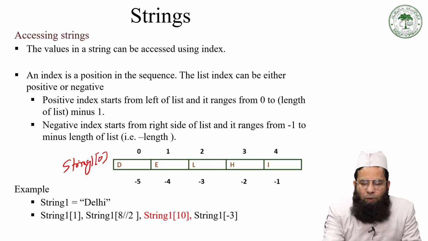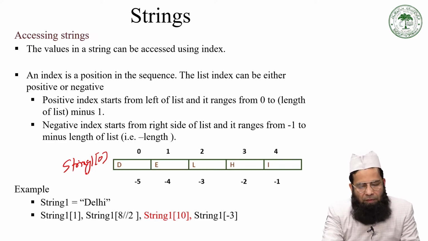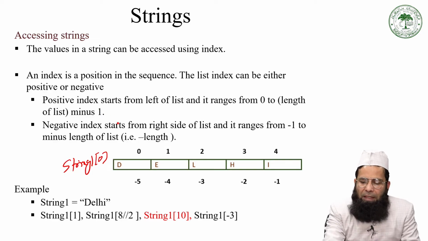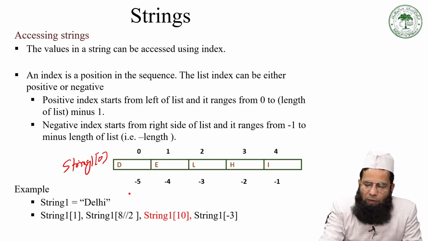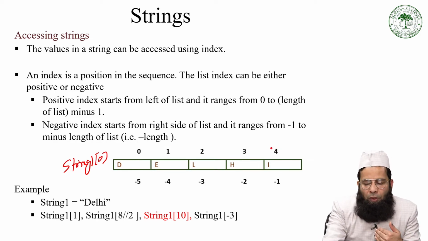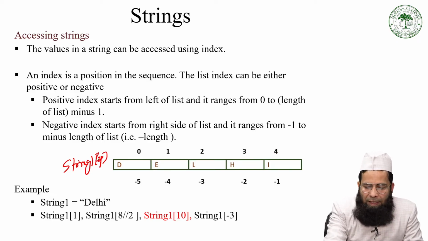An index is a position in the sequence. The list index can be either positive or negative. Positive index starts from the left of the list and ranges from 0 to length minus 1. In this case, this string has a length of 5, right? So the positive index will start from 0 till 4. If you want to access the last element, you have to use string[4] in this case.